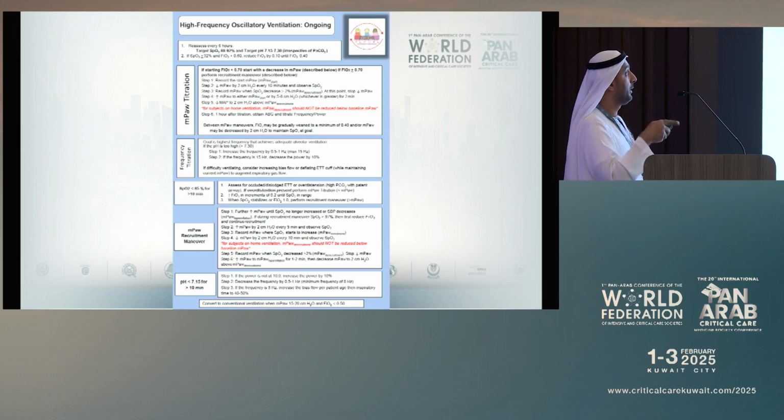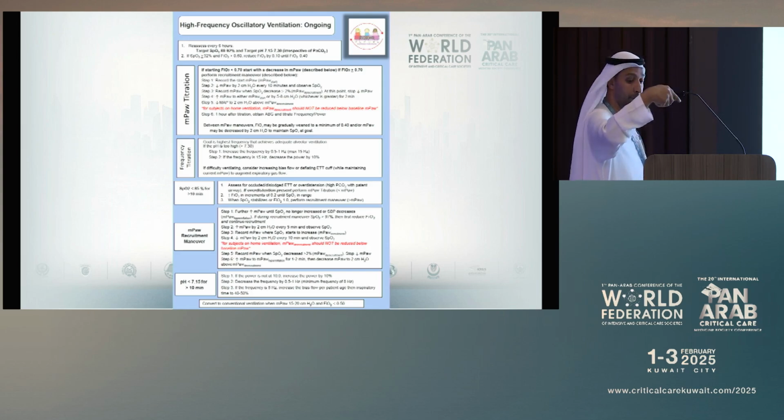Once we continue the high-frequency oscillation, we do aggressive mean airway pressure titration to know the lowest mean airway pressure every time. We don't leave the patient. It's around 6 to 12 hours. We have to do mean airway pressure titration, as we discussed earlier. In terms of frequency, the goal is the highest frequency to achieve pH 7.25 to 7.3. We increase the frequency to reach maximum of 15 hertz before we lower the frequency. If it is 15 already, then we decrease the power to decrease the amplitude.